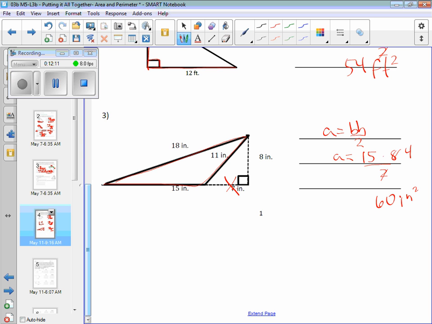Okay, where I saw most mistakes was number 3, a lot of 88s, because you thought that the base was 22. And then, of course, with number 1, if it's a parallelogram or a rectangle, it's just straight base times height. Don't divide by 2.